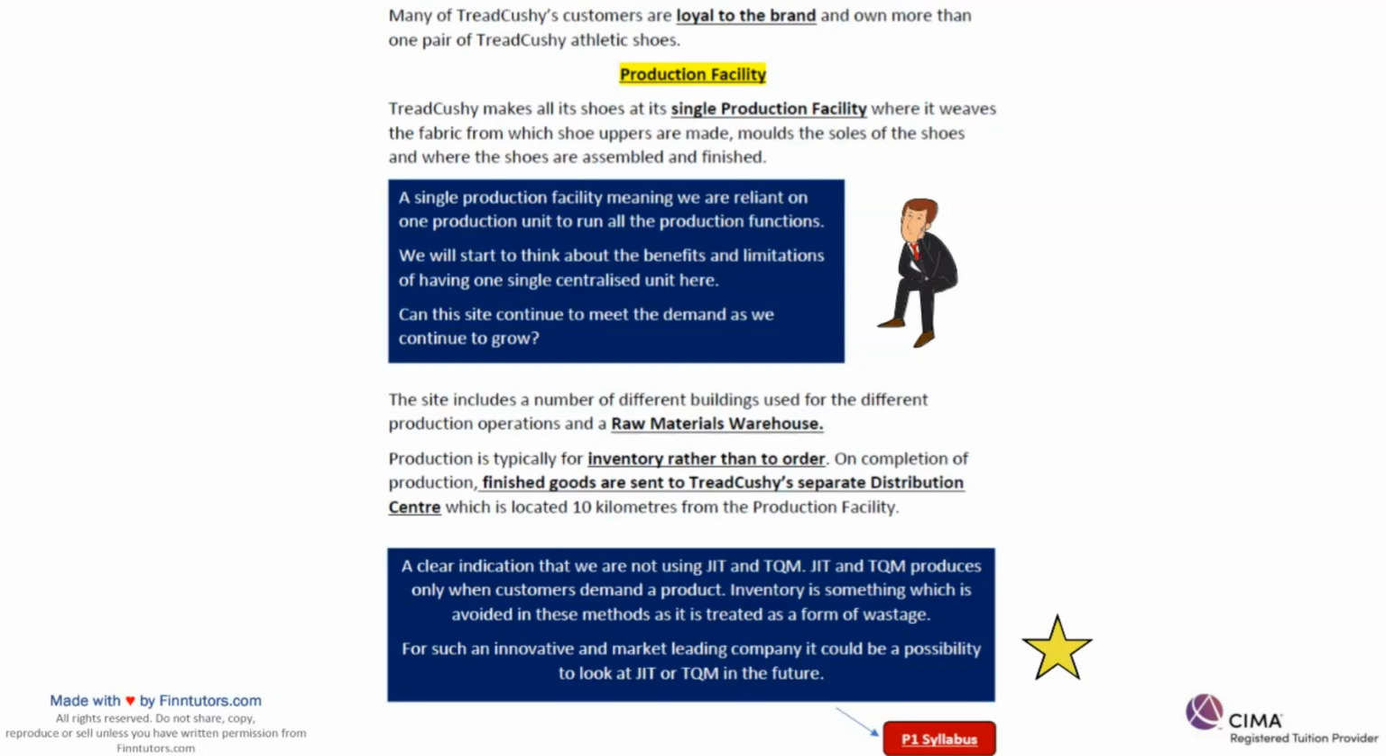So for such an innovative and market leading organization like us, who is dealing with suppliers on a regular basis for these sustainable inputs, it could be a possibility to look at JIT and TQM as we move into the future. This is my P1 syllabus, straight away modern manufacturing techniques of Kaizen, JIT, TQM start to come into the picture here. So something that we need to think about.